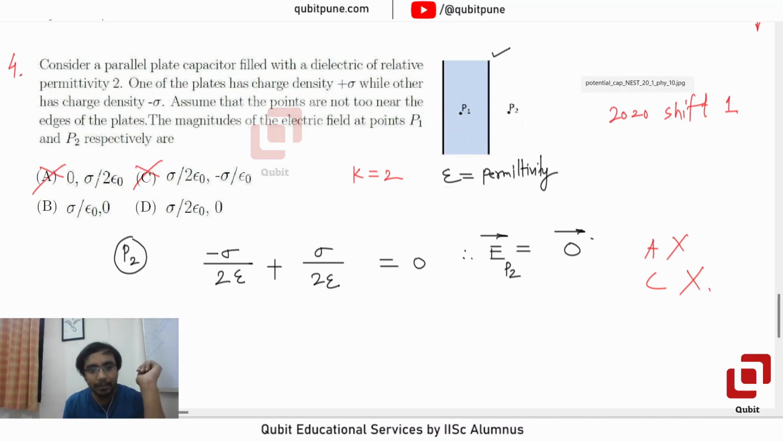As far as P1 is concerned, the field at P1 is in which direction? Suppose this is positive sigma and this is negative sigma. We know the field is always directed away from positive sigma, so it will be like this due to positive sigma, and for negative sigma also it will be in the same direction. Why? Because this is a negatively charged plate. Have you understood this?